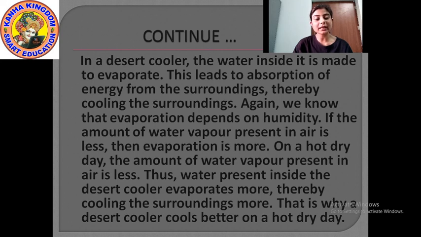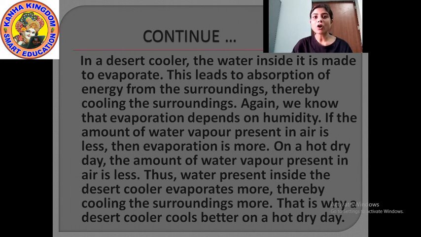You know what humidity is? Humidity is the amount of water vapor that is present in the atmosphere, that means in the air around us. The amount of water vapor that is present in the air around us is called humidity. And evaporation depends on humidity. According to how much water vapor is present in the air, the evaporation process takes place. If the amount of water vapor present in air is less, evaporation is more. If the humidity is less in the atmosphere, then the evaporation is more.